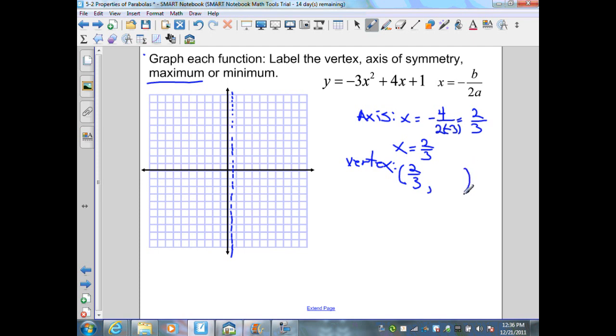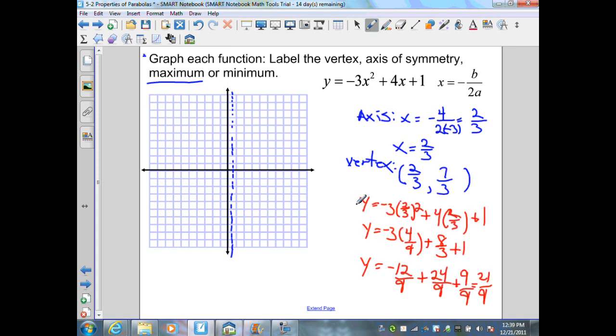Then I just substitute into the original problem and generate my y-coordinate. Here I've substituted 2/3 into my original quadratic equation, and when I simplify it, I got 21 over 9, and I simplify again, and I get 7/3. Therefore, my vertex is at 2/3, it's on the axis of symmetry, and 7/3, which is 2 1/3.